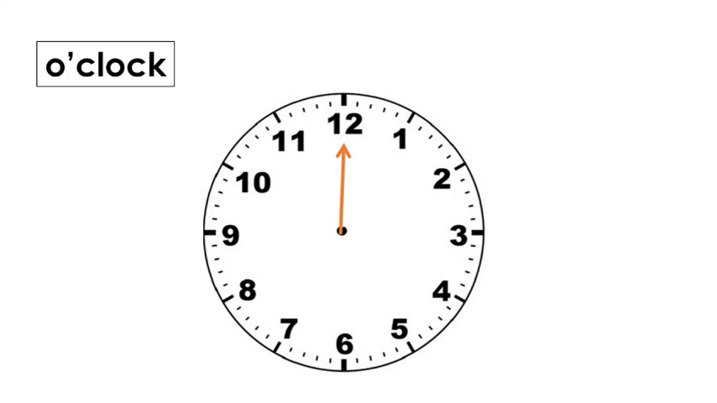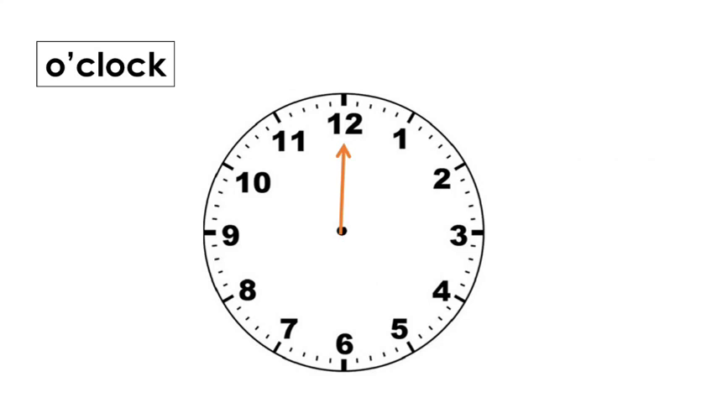Let's take a look at the clock carefully. The long hand is pointing to 12, which tells us o'clock. And the short hand is pointing to 5, so the time is 5 o'clock.